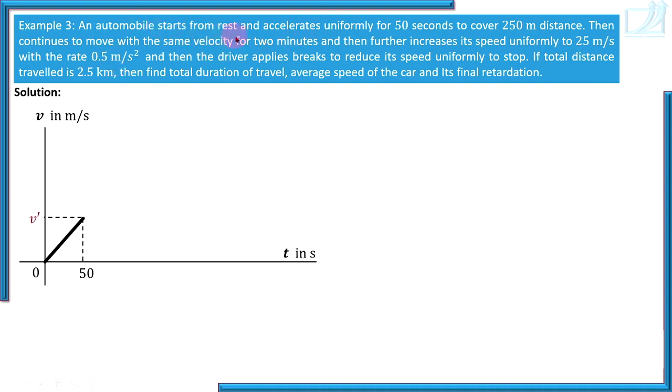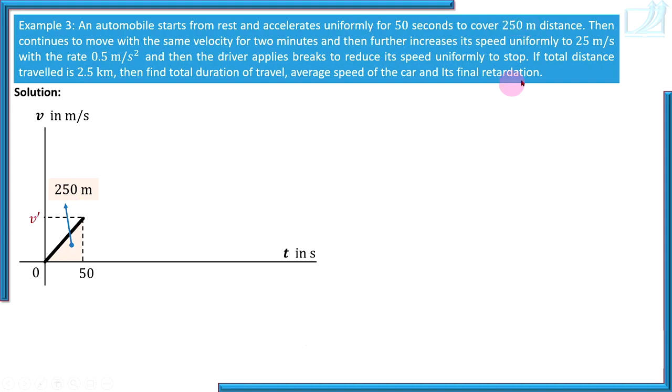An automobile starts from rest and accelerates uniformly for 50 seconds. That is what we have shown in the diagram, to cover a 250-meter distance. In the sense, the area under the v-t diagram gives displacement. This area is the distance travelled, so you can directly write 250 meters. Have you understood? This is the information we have shown in the graph.